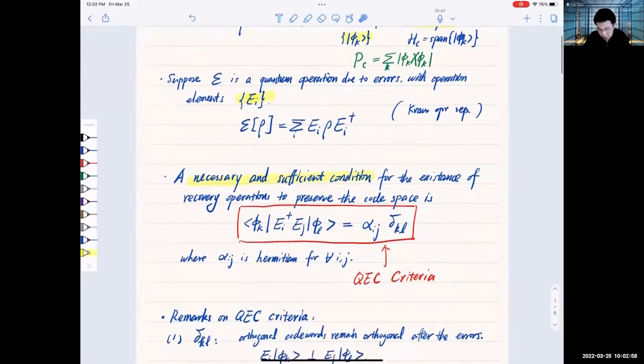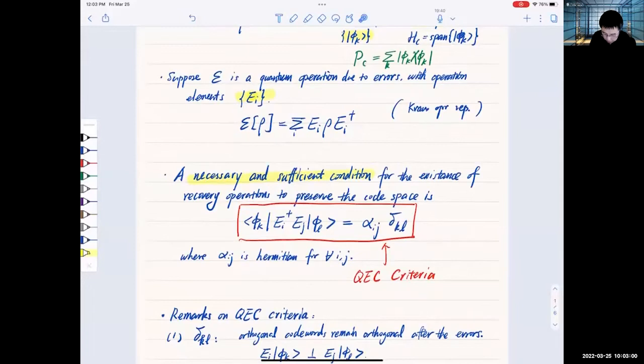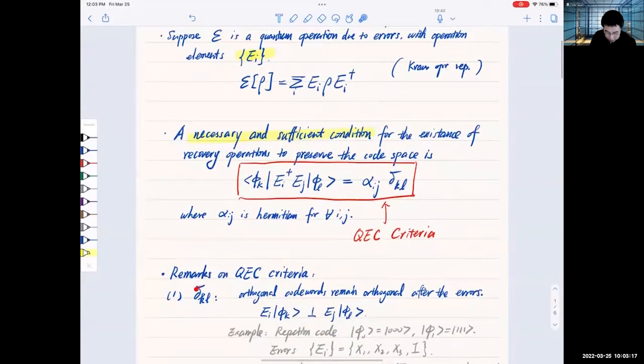Now let's interpret what's going on. The condition of delta KL says that if the code words L and K are already orthogonal code words, then after this error is applied, they should still remain orthogonal. So that's actually a very natural condition.